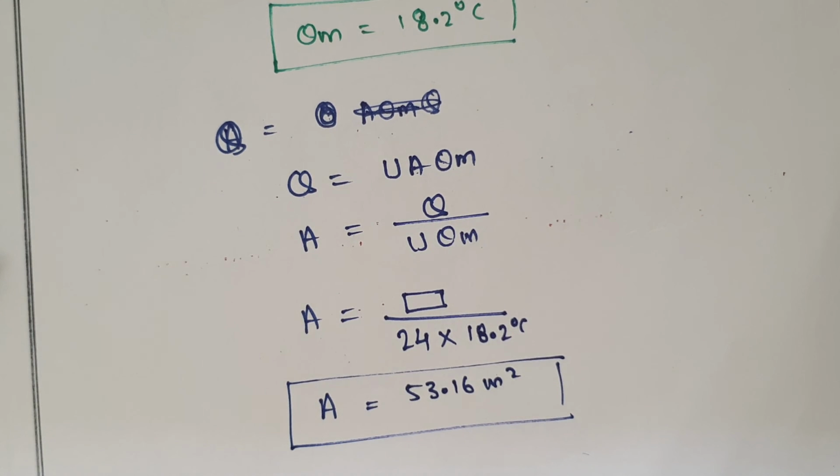How to find Q? Q is equal to MH CPH (TH1 minus TH2). With the help of that you will get the area. Area is equal to MH CPH (TH1 minus TH2).